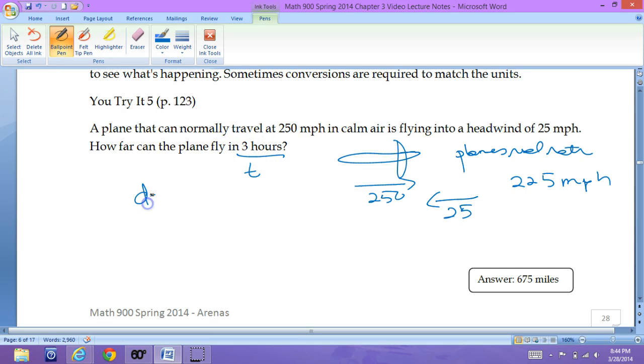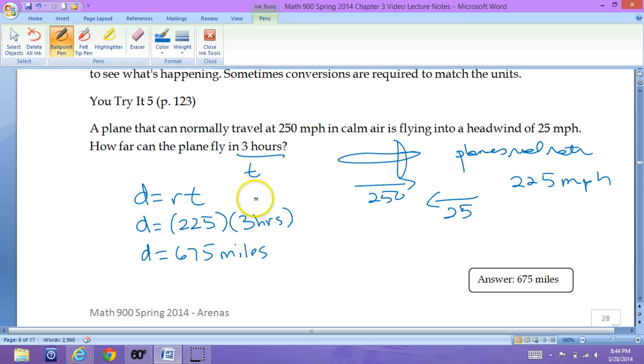So let's take our distance equals rate times time formula. How far? So we're looking for D. Our rate is 225 miles an hour. Our time is 3 hours. Now, no conversion of units was needed. We have 3 hours, we're in miles per hour. So we're going to end up just fine with our units. So our D equals 3 times that, which is 675 miles.